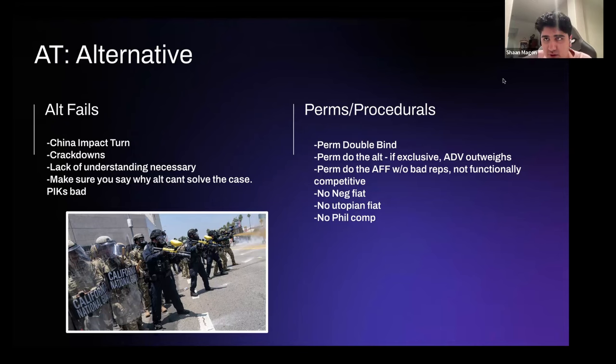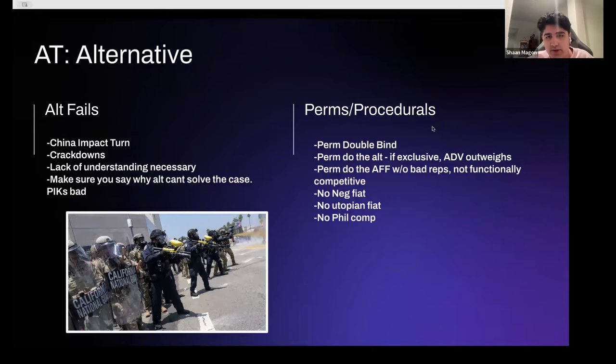The next arguments are just procedural arguments as to why they do not get to use the alternative. The first is that the neg does not get fiat. Pretty self-explanatory. In public forum, the general understanding is that counterplans are not allowed, so an alternative would also not be allowed. You can read arguments as to why this is unfair or bad for clash, etc. Again, I'm not going to go in depth on all of those, but you can find lots of lectures that talk about that.